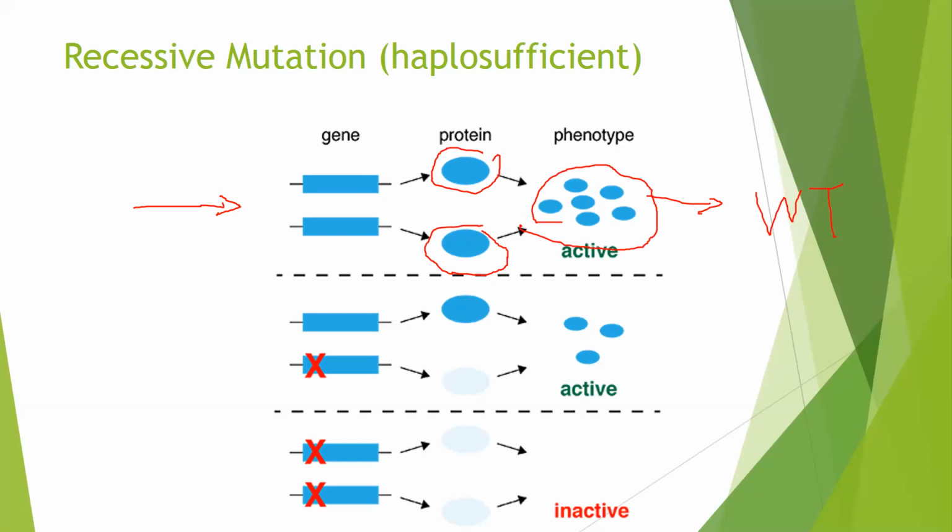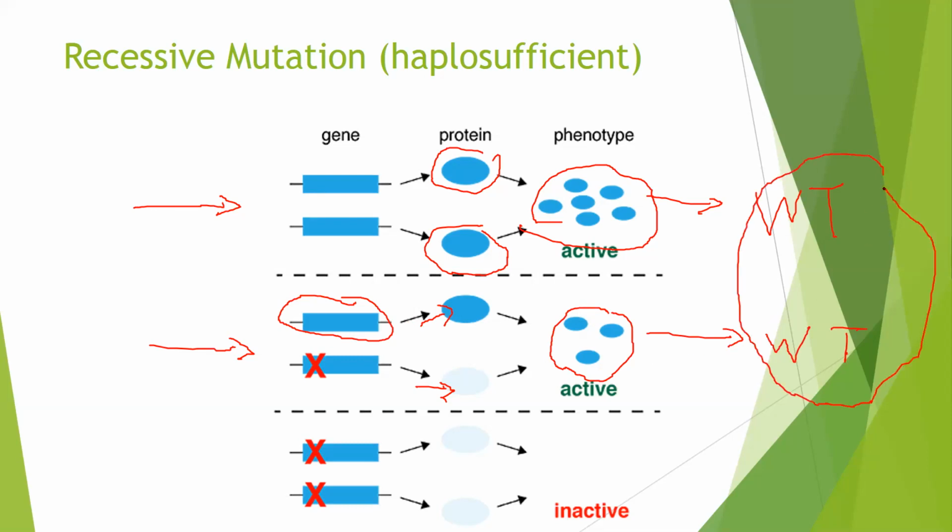Okay, that's easy, right? If in another individual something happened in one allele, there's a mutation here, so this mutation will annul the function of this gene, but this individual still has a wild type functional allele here. This allele can produce protein, and there's only one allele, but the protein produced by this wild type allele is good enough. There's a sufficient amount of the protein that can still produce the wild type phenotype for this individual. So these two individuals, although they have different genotypes, one homozygous wild type, the other heterozygous, show the same phenotypes.